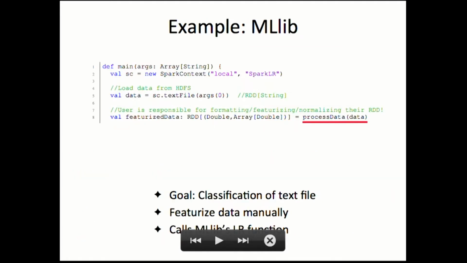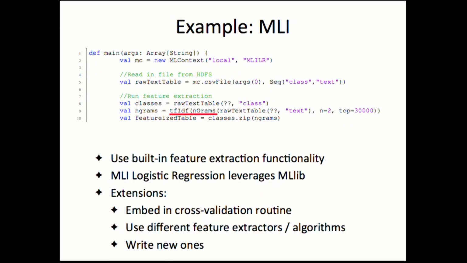Okay, so just to give you a concrete example of how these different pieces fit together, or how you tackle the same problem using different components of a system, let's look at a very simple example. So imagine your goal is to classify a text document or text documents. Then this is how you go about doing that using MLlib. The idea is that you would first featurize the data yourself. So you take the raw text data and spit it out in a form that can be fed into a machine learning algorithm. That's what's happening here with process data.